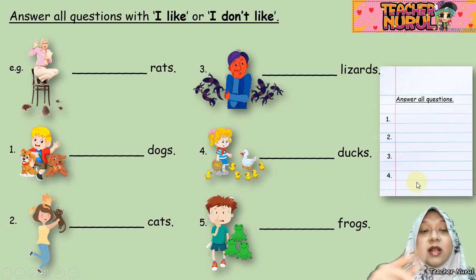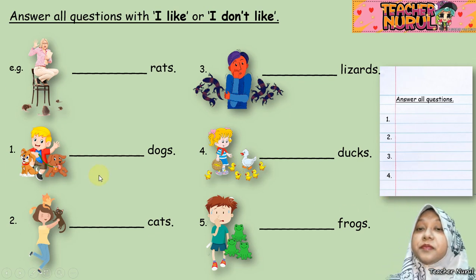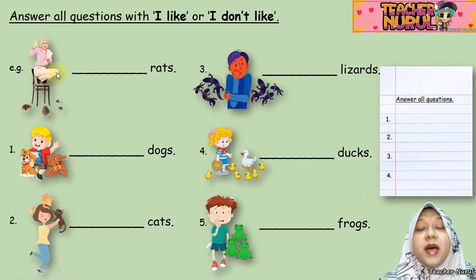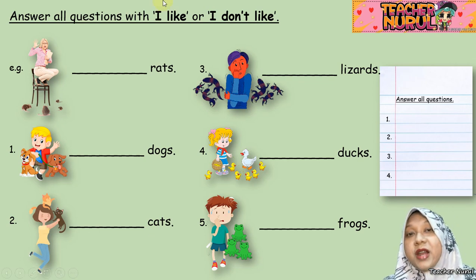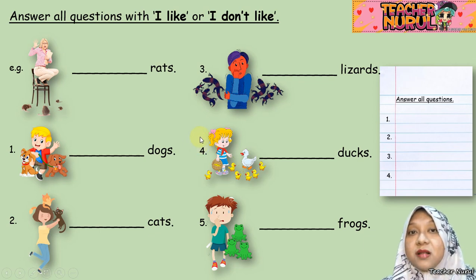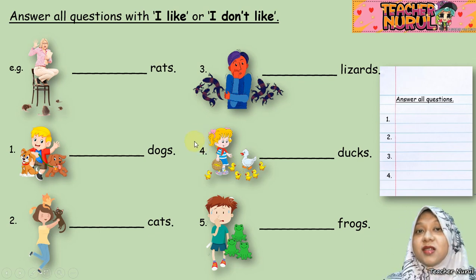You write down number 1, 2, 3, 4, 5. And then I want you to write down the full sentence for each question. You don't have to draw the pictures. But if you have a printer at home, you can always print out the handout. It is optional. It is not compulsory for you to print it out, okay?